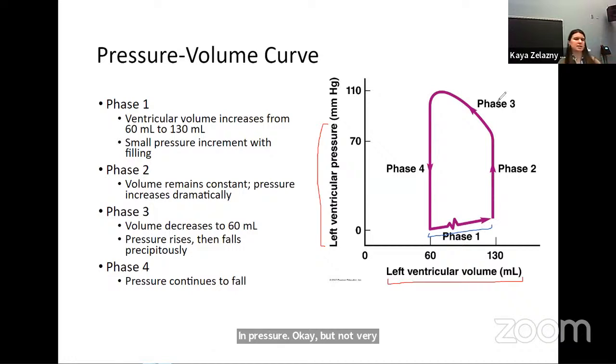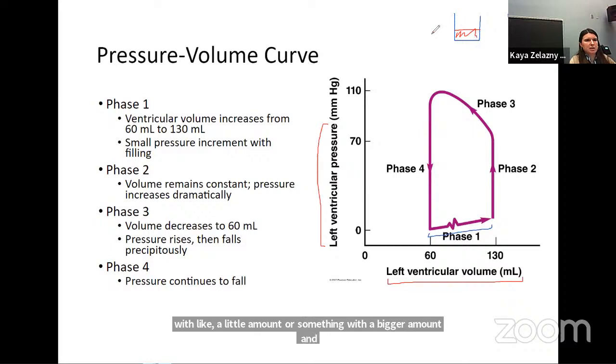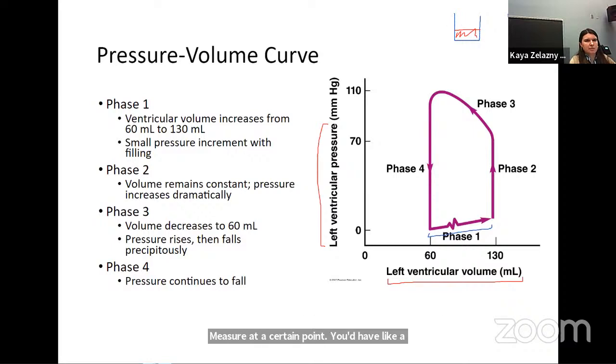The small rise in pressure is because if you think about, I'm going to draw you 2 little cups of water. Or a cup of gas, it doesn't matter what the fluid is or what the gas is. If you draw something with a little amount or something with a bigger amount and measure at a certain point, you'd have a higher pressure if you have more stuff pushing out against the walls versus if you have less stuff. So we're filling, so there's a little bit of a higher pressure because there's more stuff, but that doesn't make a huge difference. So it's just a slight rise here.